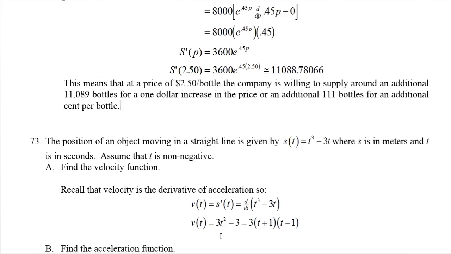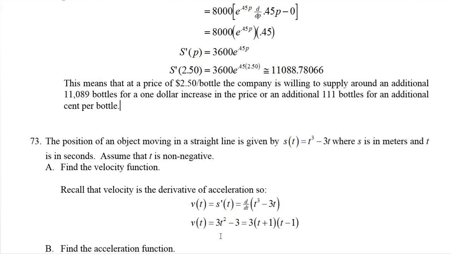Find the velocity function. Velocity is the derivative of the position. So we just take the derivative of that cubic polynomial and we get 3t squared minus 3, or in factored form, 3 times (t plus 1) times (t minus 1). So notice the velocity is 0 when t is negative 1 or when t equals 1. If you're bigger than 1, both those factors are positive, so it's accelerating once it gets past 1.